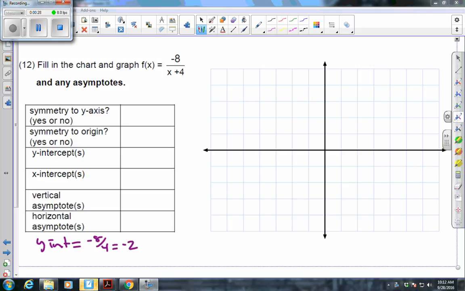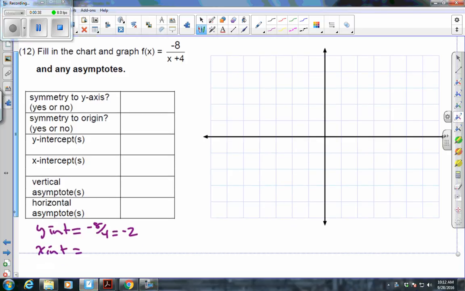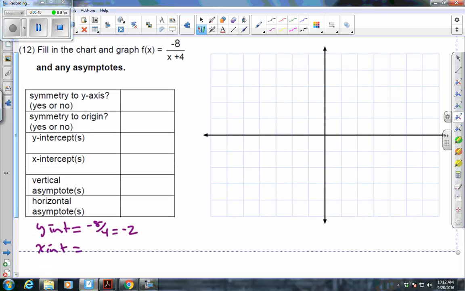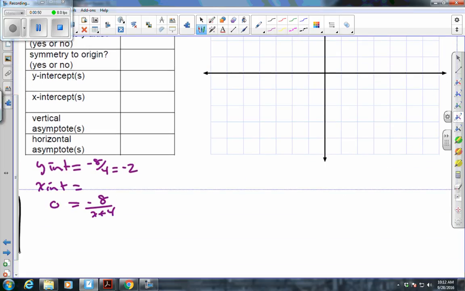Next is to find the x-intercept. In order to do that, we plug in 0 for y, and solve. So if I've got 0 equals negative 8 over x plus 4, then we're going to end up with 0 equals negative 8, which isn't true. So there are no x-intercepts. All right.